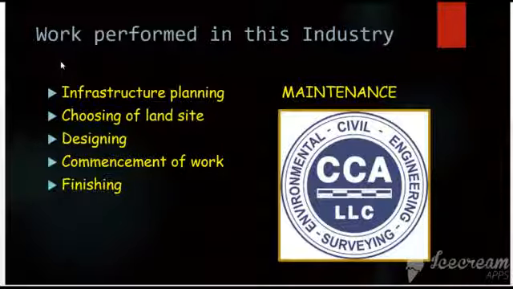The first is infrastructure planning. From making the underground waterways to sky touching buildings, the first thing we need is to plan. And the second one is choosing of land site, of course. Third, designing. Here comes the architecture. Fourth, commencement of work. The work gets started. Fifth, finishing up. So it's called finishing.